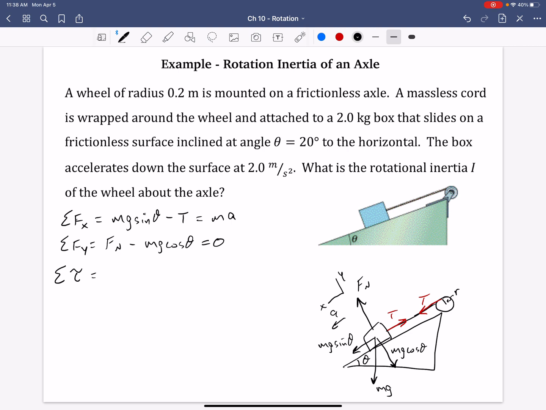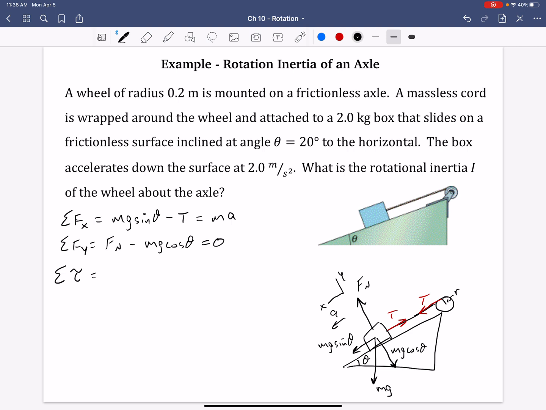Okay, so now in chapter 10, when we're doing these second law problems, we have three equations now. Three net force or three net equations. Two for force, one for torque.